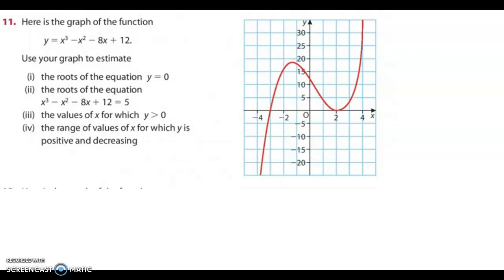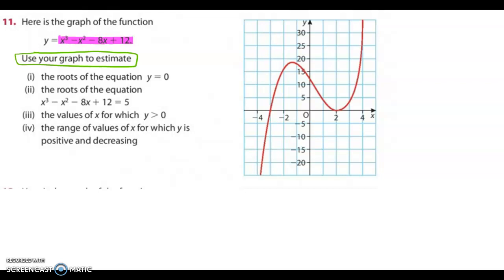Okay, in this video we're going to try a little function question using a graph. In this question there's a function drawn here, x cubed minus x squared minus 8x plus 12, and it's there in the red line curving around the x and y axis. The key part is it says use your graph to estimate the following. So we don't have to do much factorizing or quadratic equations or division or anything like that. We just simply use the graph for these questions.